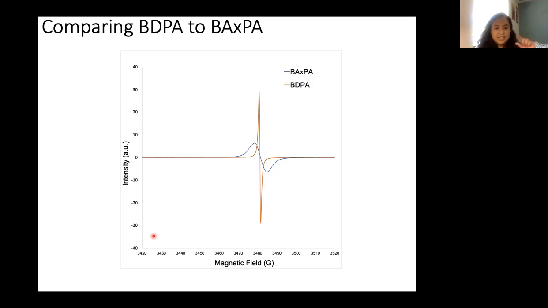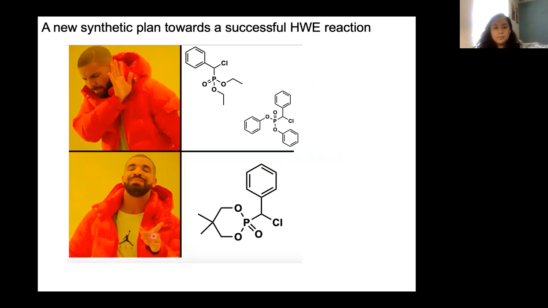One being that the intensity was far reduced, but also that the spectrum had broadened for the BAxPA radical compared to BDPA. So there are several possibilities, and the most correct and accurate one is probably that there was just too much oxygen inside of the test tube sample for us to get broadening. However, a bunch of different routes had failed. They had not worked, or they had not given me enough quantitative yields to be able to quantify the fluorescence, quantify any lifetime.